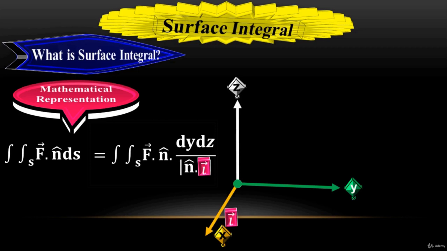The object lies in zy plane, so I put dy dz. And perpendicular to zy axis is an x-axis. The unit vector along x-axis is i.